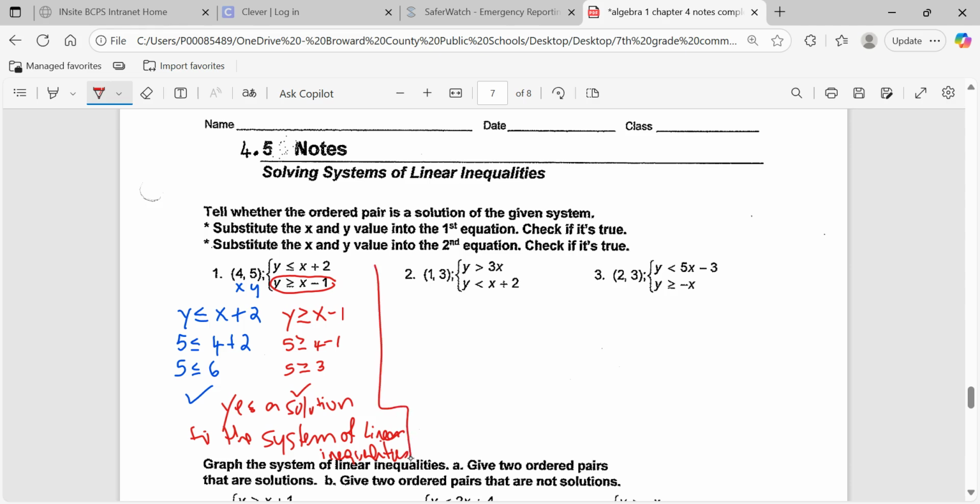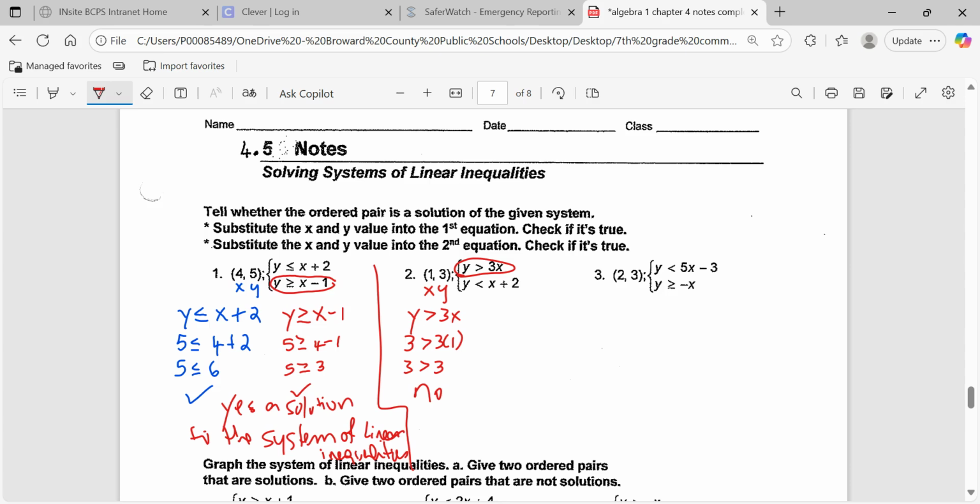All right, now let's try out number 2. Again, here's your x and here's your y, because every coordinate comes with an x and a y. So I'm going to check the first one. Y is greater than 3x. So 3 should be greater than 3 times 1. 3 is greater than 3? No. If this was a greater than or equal to, it would work. But 3 is not bigger than 3. So no, it doesn't work.